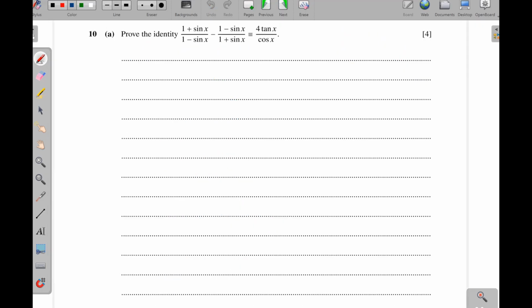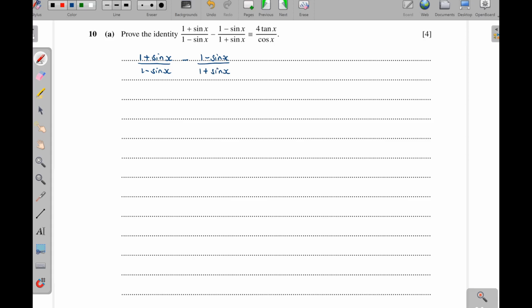Question 10 is coming from trigonometry part A. Prove this identity. In proving identities, we can begin from the left side and then we get the right side, or you can begin from the right side to get the left side. Okay, so beginning with the left side, this is 1 plus sine x out of... many times it can be challenging to begin from the right side. Okay, so let us start with the left side.